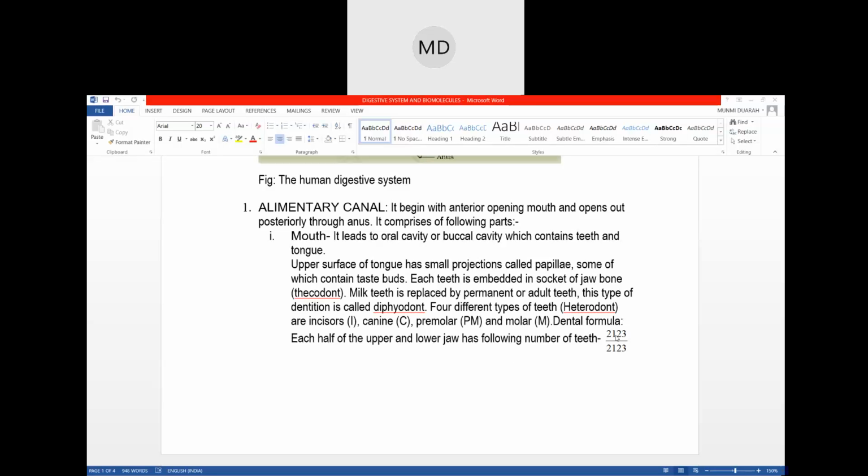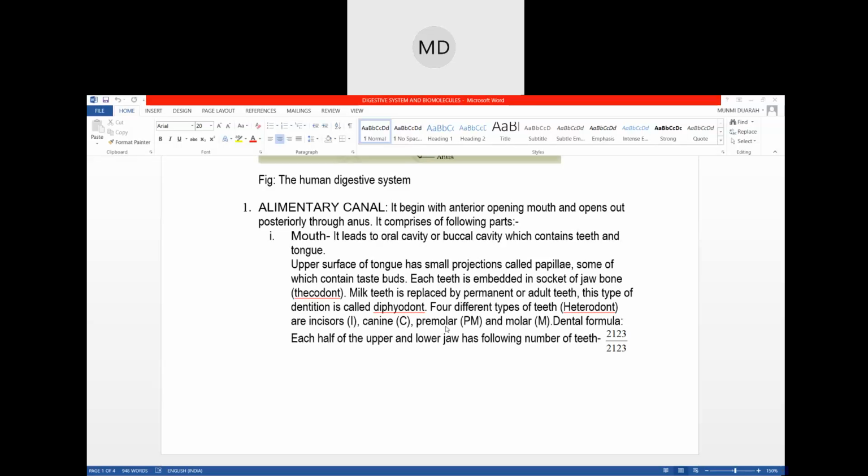Okay, so the total number of incisors in both the upper and lower jaw will be 4 plus 4, 8. Total number of incisors in an adult human being is 8, and the total number of canines is 4. Because 1 1 on that side also will be 1 1, 2 2, 1 2 3 4, like that. So it will be 4.